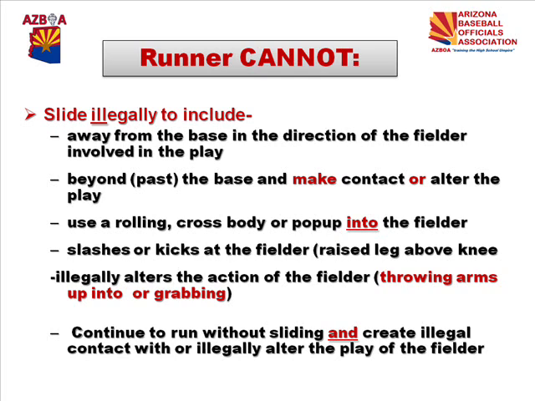A runner is never required to slide. They may run in a path away from the fielder. They may go in standing up as long as they do not illegally alter the play. However, if a runner does slide, it must be a legal slide.